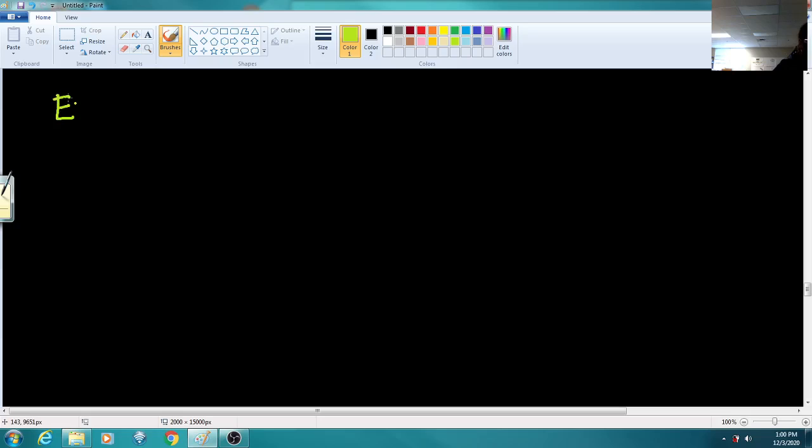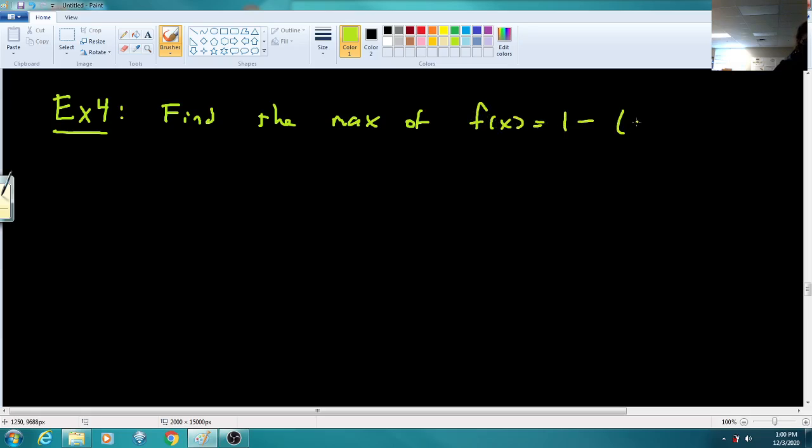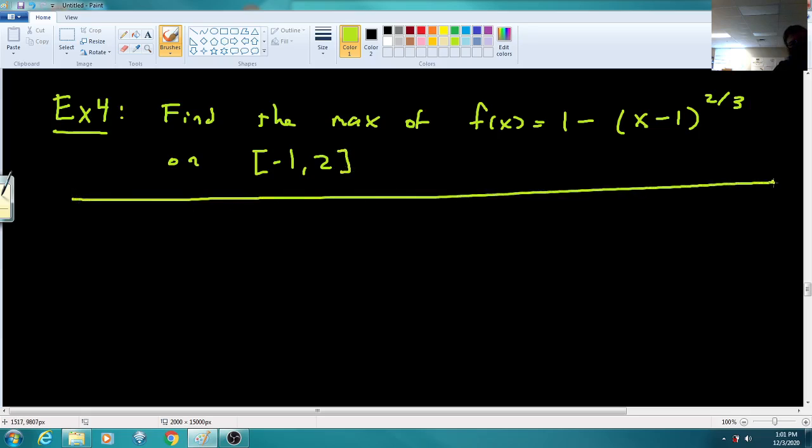So next example. They say find the max of the function f of x equals 1 minus, open parenthesis, x minus 1 to the 2/3. And they tell us the interval we're looking at is -1 up to 2. So this time we're only interested in the maximum value. So, okay, let's build our table.